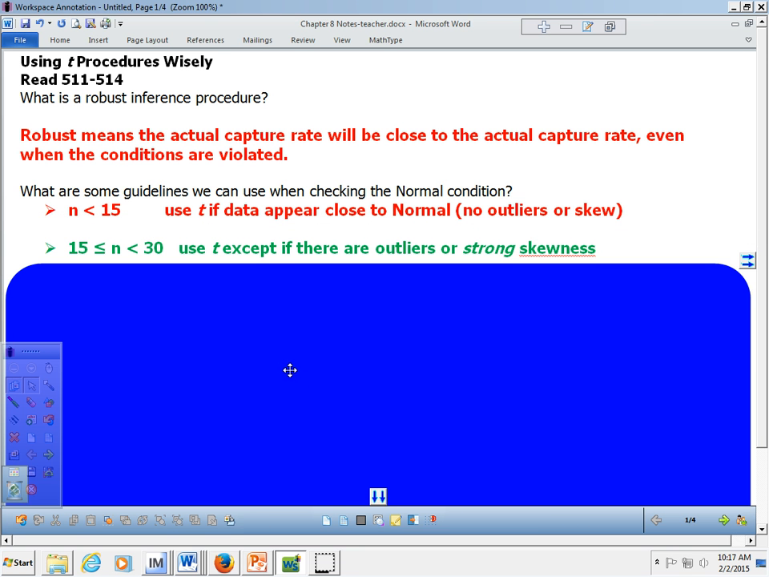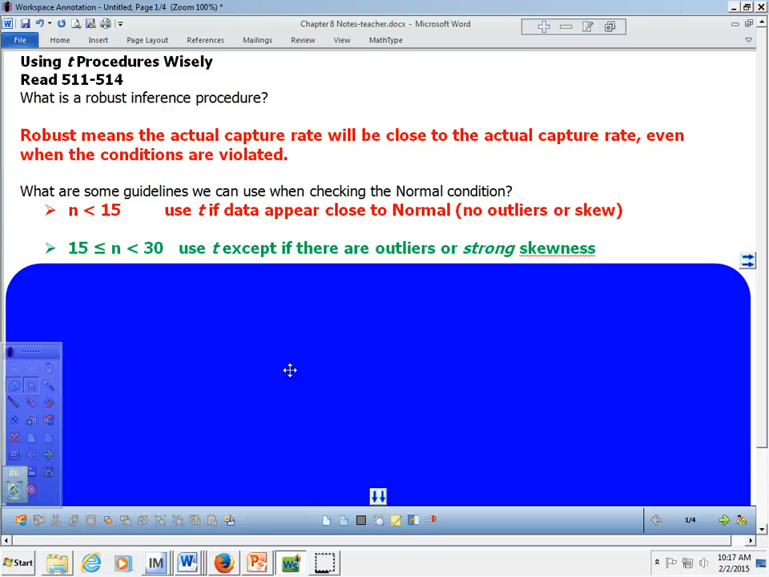Now, this is sort of a tiered structure. If our sample size is between 15 and 30, then we still cannot accept outliers in our sample data. But if there's a little bit of skewness, we're okay. We're just going to try to avoid using T procedures if there's strong skewness in that sample data.